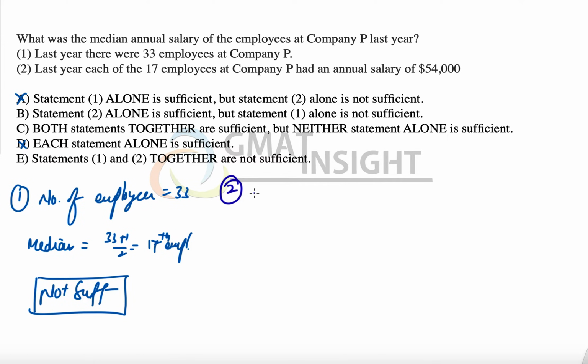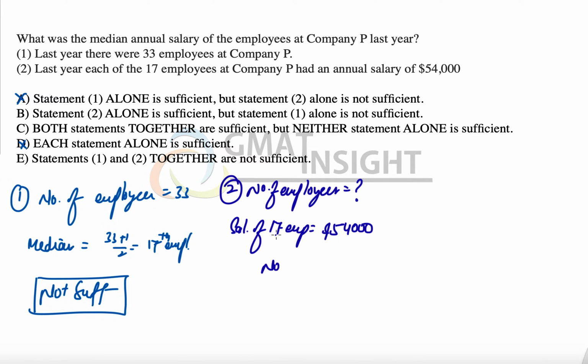But the problem is we don't know the number of employees, because the number of employees could be anything, could be 1700, could be just 17 only. So since we don't know anything about the number of employees, certainly it's not sufficient. But the salary of 17 employees is something that we already know, that is equal to $54,000. But the second statement also is not sufficient, so we can eliminate choice B as well.